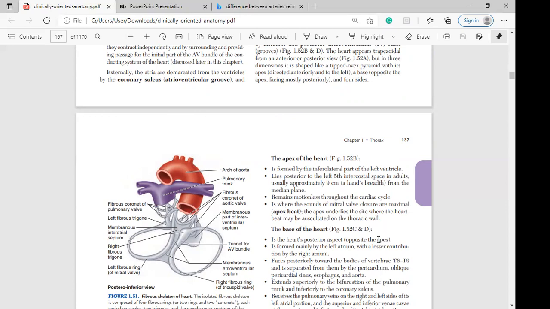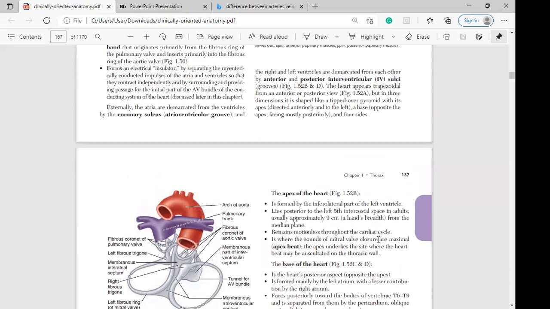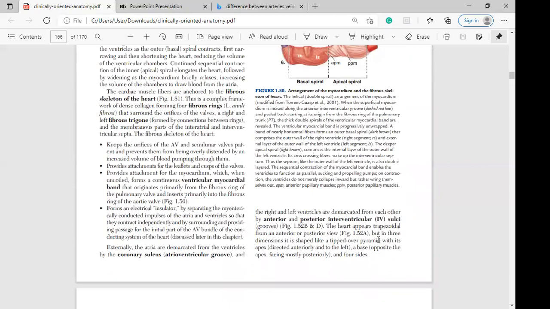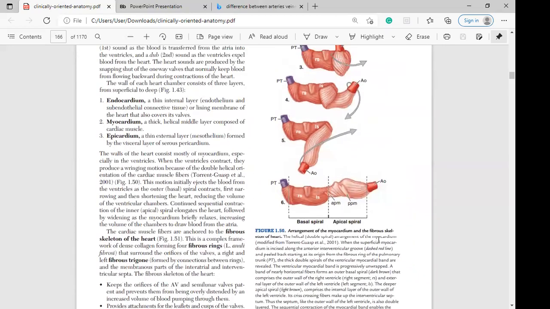Good. What about the myocardium? What does it contain? Cardiac muscles. Good. And then you have the epicardium. So the epicardium is the outermost layer, which is in contact with the serous pericardium.